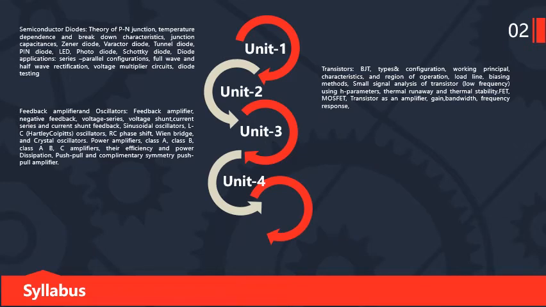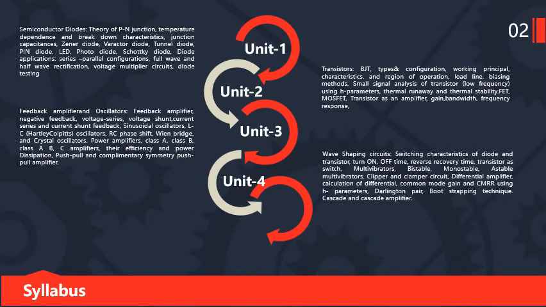In unit number 4 we will study about wave shaping circuits. In this unit, we learn switching characteristics of the diode and transistor, turn on and off time, reverse recovery time, transistor as a switch, multivibrators: bistable, monostable, astable multivibrator, clipper and clamper circuits, differential amplifier, calculation of differential and common mode gain, h parameter, bootstrapping techniques, cascade and cascode amplifier.